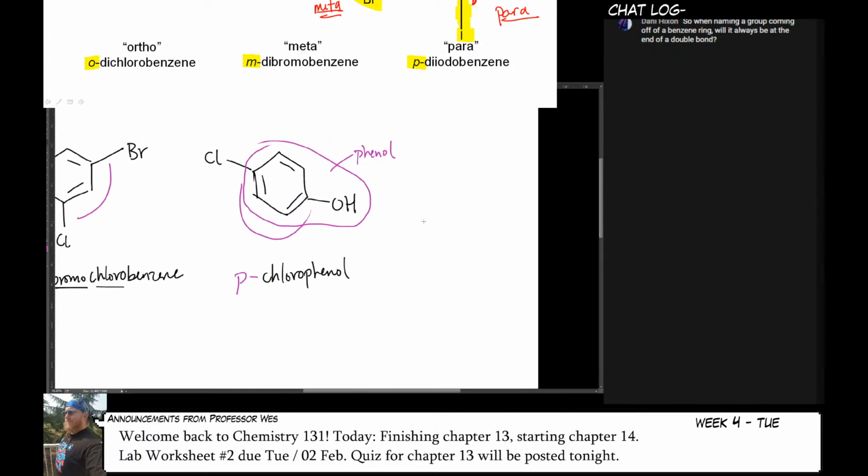Let's do one more example here. So I'll go like this. We'll put this over here. And I'll put that there. So how far apart are they? And then what is this thing? So they are one space apart. So I would call this ortho-iodobenzoic acid.